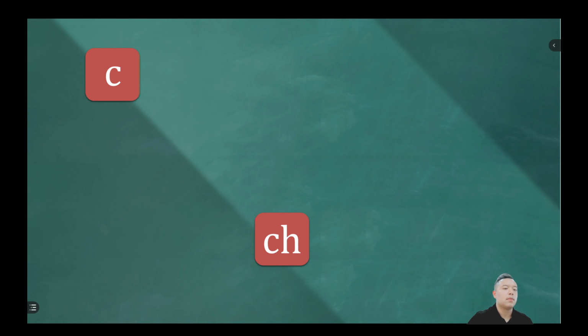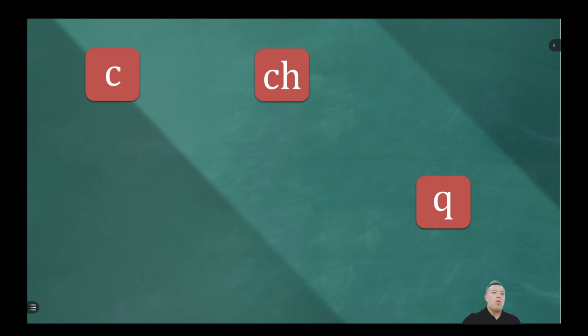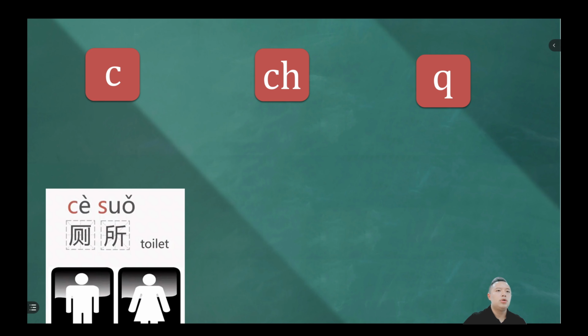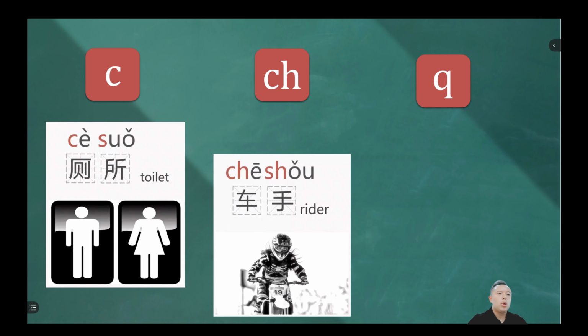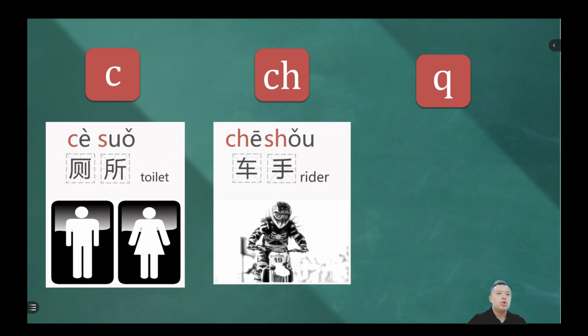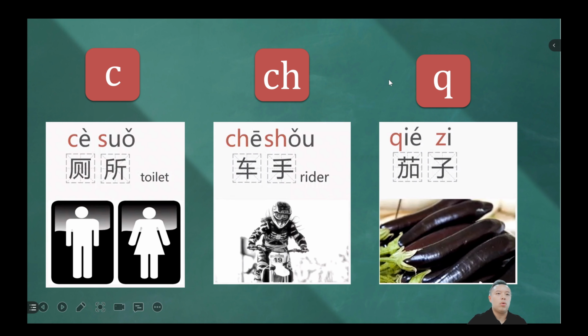Next line in the row. 吃, 吃, 七, 吃, 厕所, 厕所 toilet. 车手, 车手 rider. 七, 茄子, 茄子 eggplant.